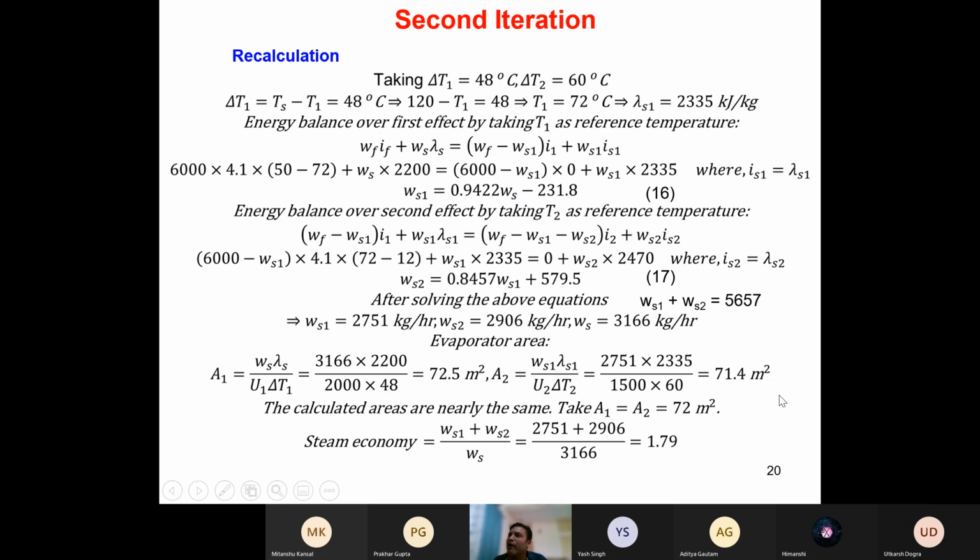So we don't need to do one more iteration. So that means the design is acceptable. Whatever the design we are doing here, that design is acceptable. Once we finalize that this design is acceptable, then we can calculate the steam economy.